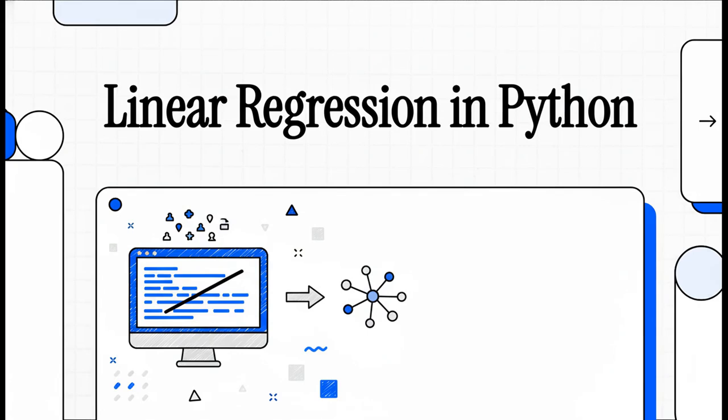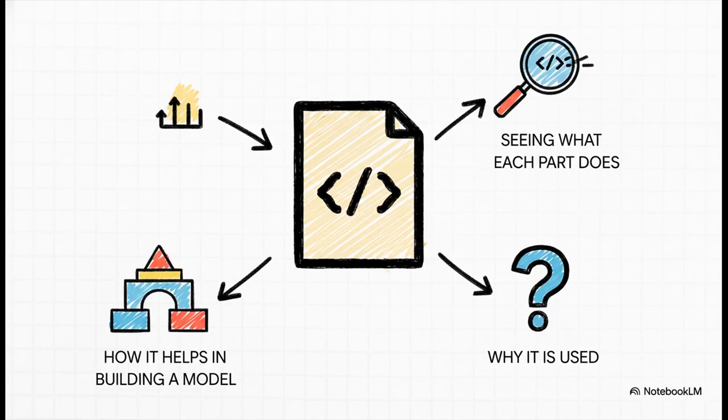In this explainer, we're going to pull back the curtain on one of machine learning's most fundamental algorithms, linear regression. We'll walk through a complete Python project, breaking down the code line by line so you can see exactly how it all works. Today, we are going to understand the complete linear regression code step by step.